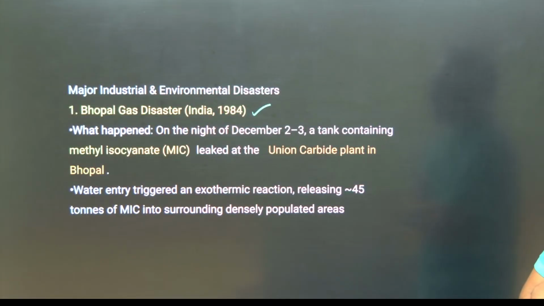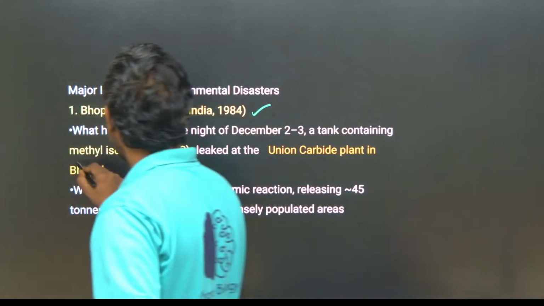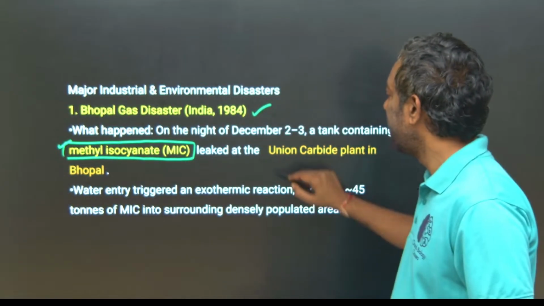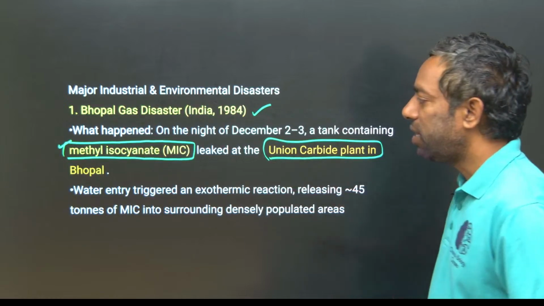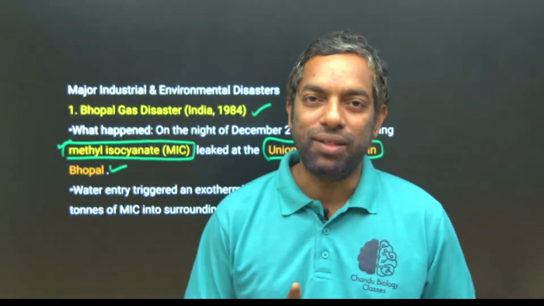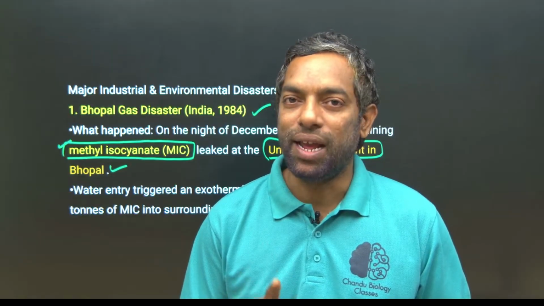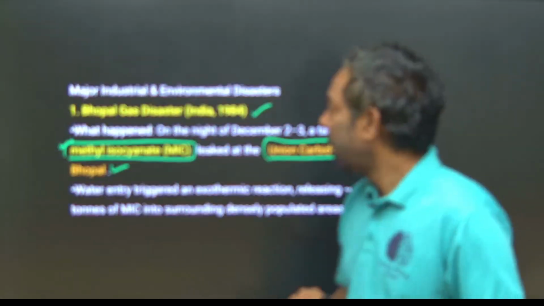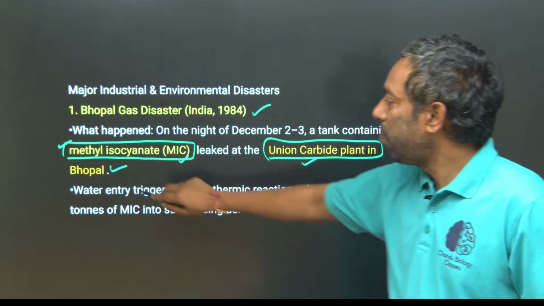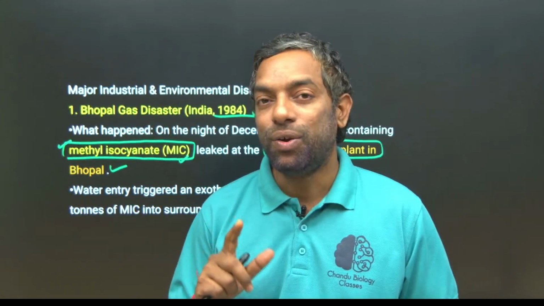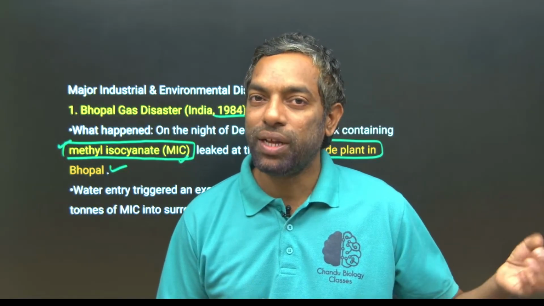What happened: on the night of December 2 or 3, the tank containing methyl isocyanate, a chemical gas, leaked from the Union Carbide plant in Bhopal. The company name is Union Carbide. This is a pesticide company. The gas name is methyl isocyanate, MIC, guys. Some lakhs of people died; it was not even calculated how many people died during their night sleep.